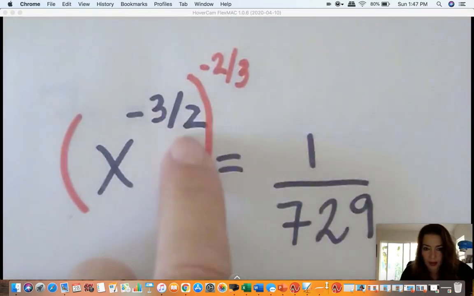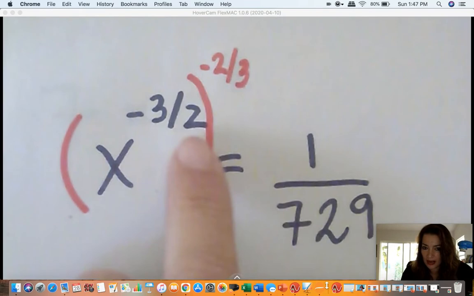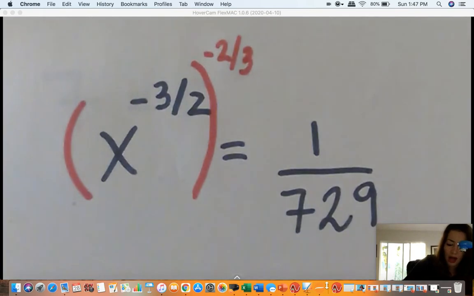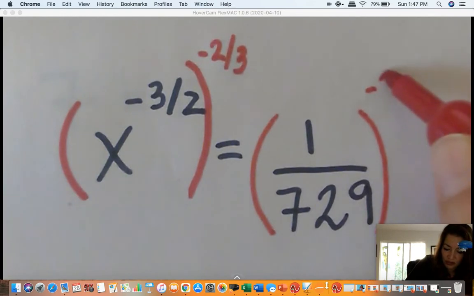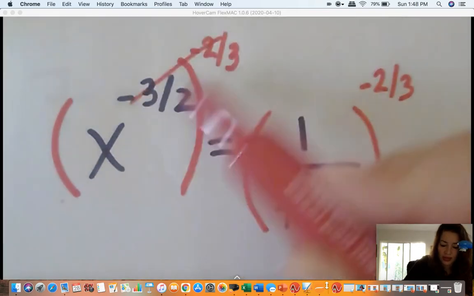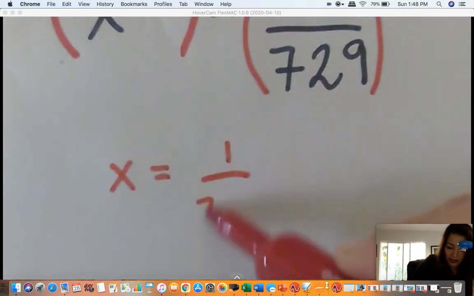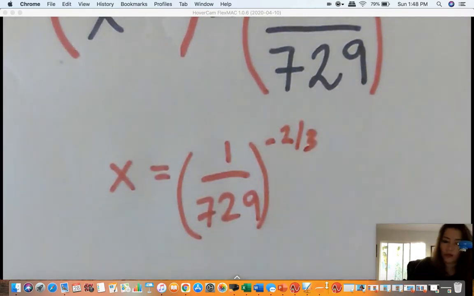So if you look at these powers, when I multiply them, I have -3 times -2, which is +6, and 2 times 3 is another +6. That will end up being 6/6, which is 1. But remember, if we raise the left side to the -2/3, I'm going to do the same thing on the right side. I'm going to raise it to the -2/3. So this will cancel. I'm going to end up with x is equal to 1/729, but all of this is raised to the -2/3. Remember what a negative exponent is.